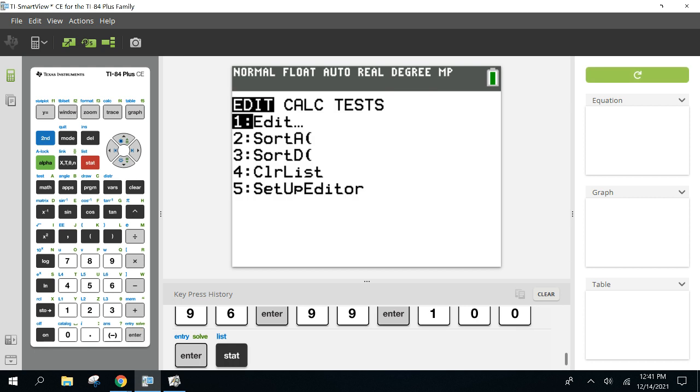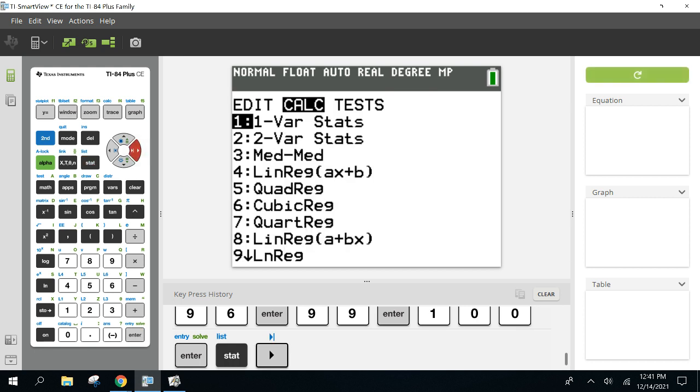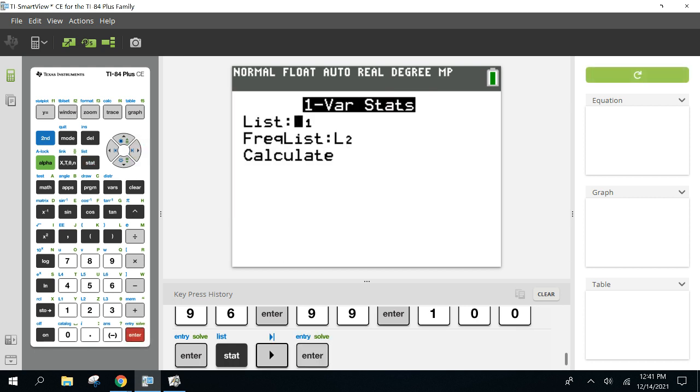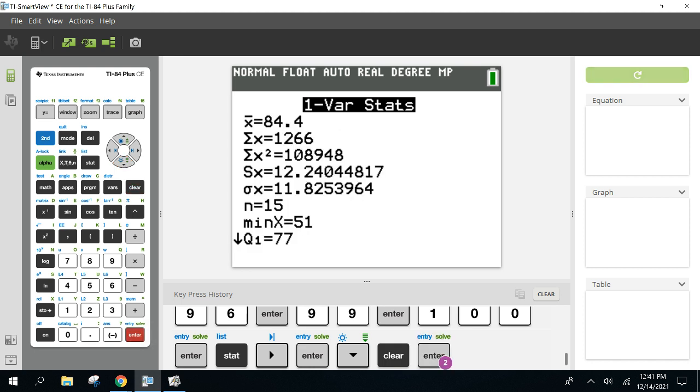Stat. Over to calculate. This is where we're going to stay. Now, I only have it in one list, right? So there's no reason for me to tell the calculator, look in list 2, clear that out. Calculate. We know X bar was what from yesterday? The mean. If I scroll down, I get the median. Now we got some new values today.